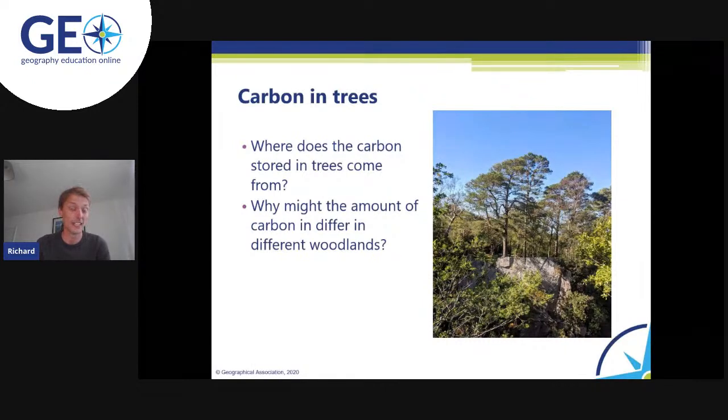You could also think of this on an individual tree level as well. So why has the oak tree at one end of my road got a different amount of carbon to the Scots pine at the other end of my road?